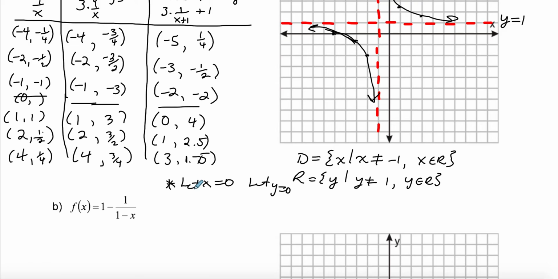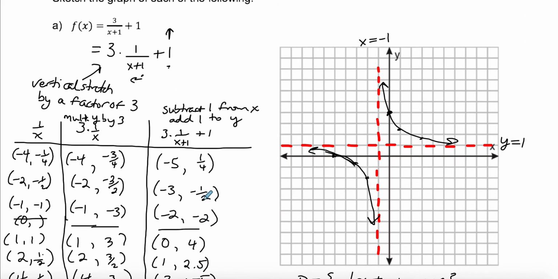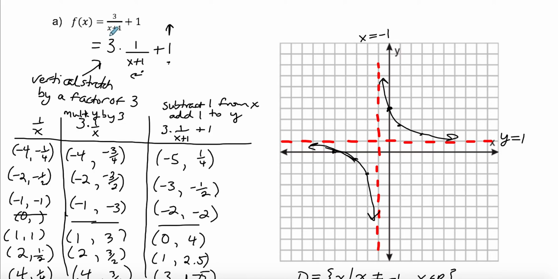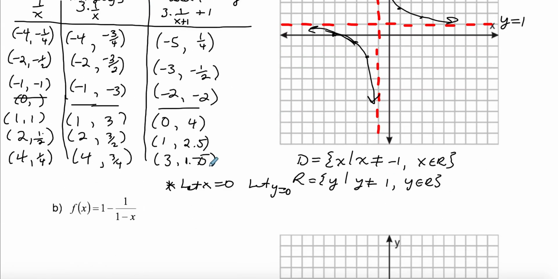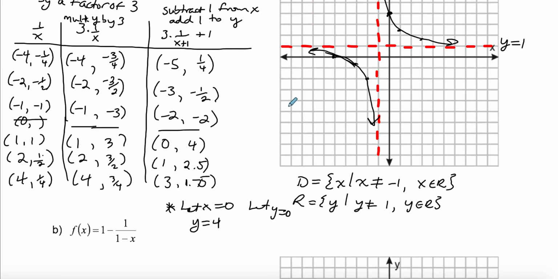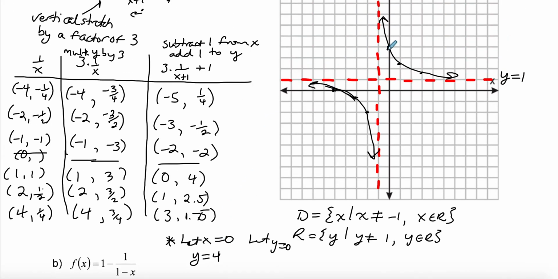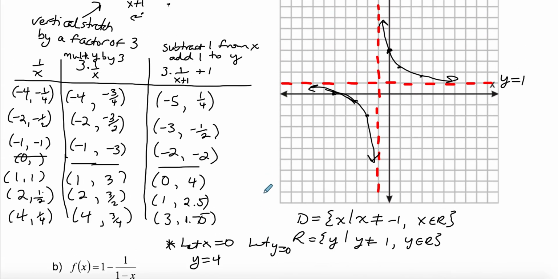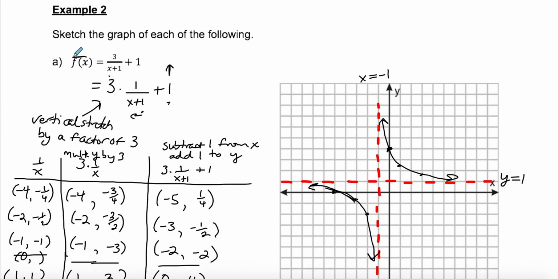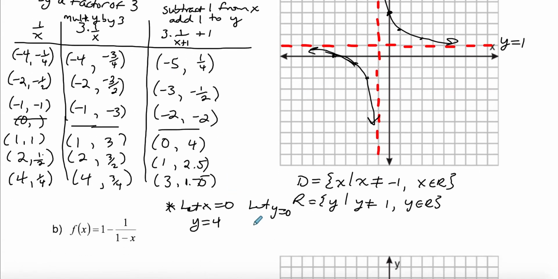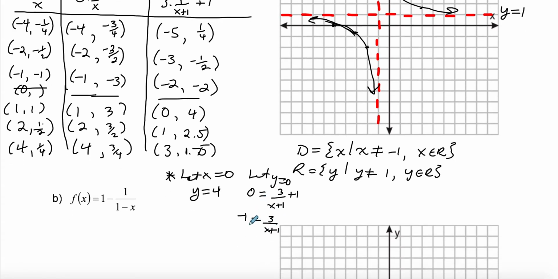If you wanted to find any intercepts, if x = 0, I would have 3 over 1, which is 3, plus 1, so y = 4. That would be my y-intercept. And if y = 0, what would happen there? 0 on the left equals 3 over x plus 1, plus 1. If I'm going to let y = 0, I'm going to move my 1 to the other side. This is just extra information you could find.